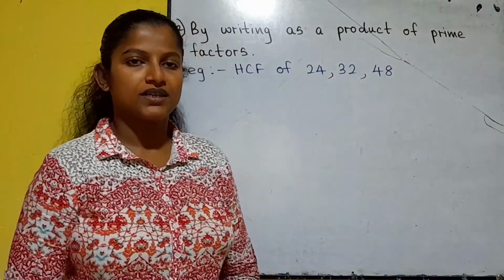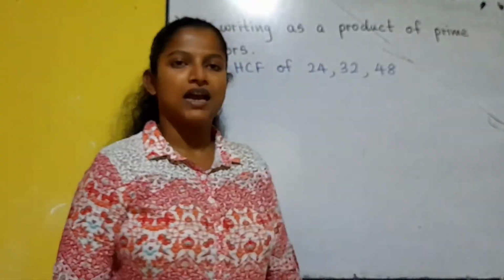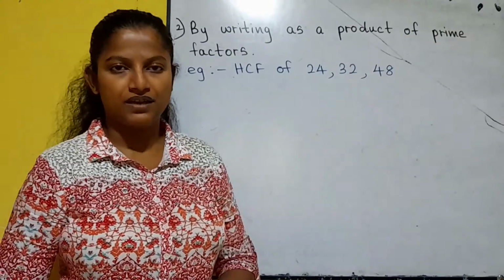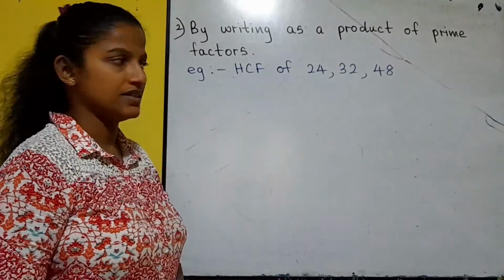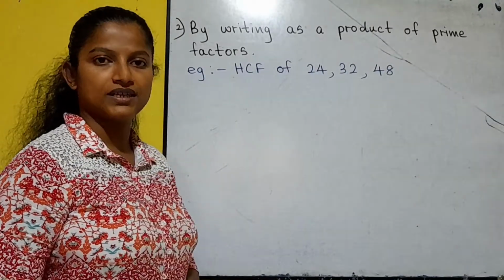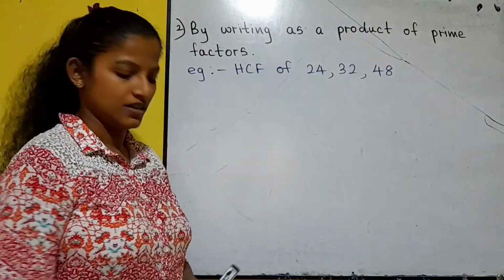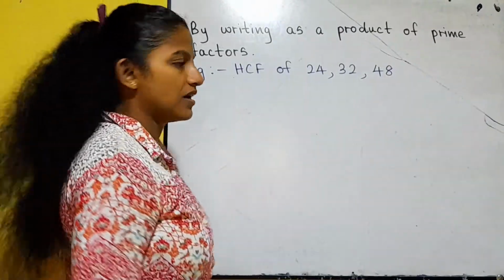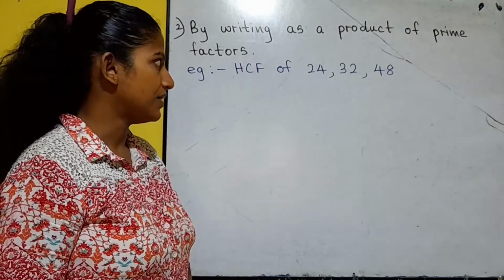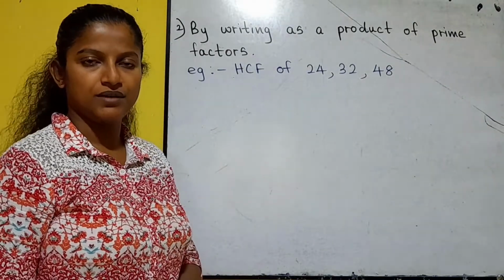Our second method is by writing as a product of prime factors. So the example is finding the HCF of 24, 32 and 48. First we will write 24 as a product of prime factors. For that we can divide it by the prime numbers.